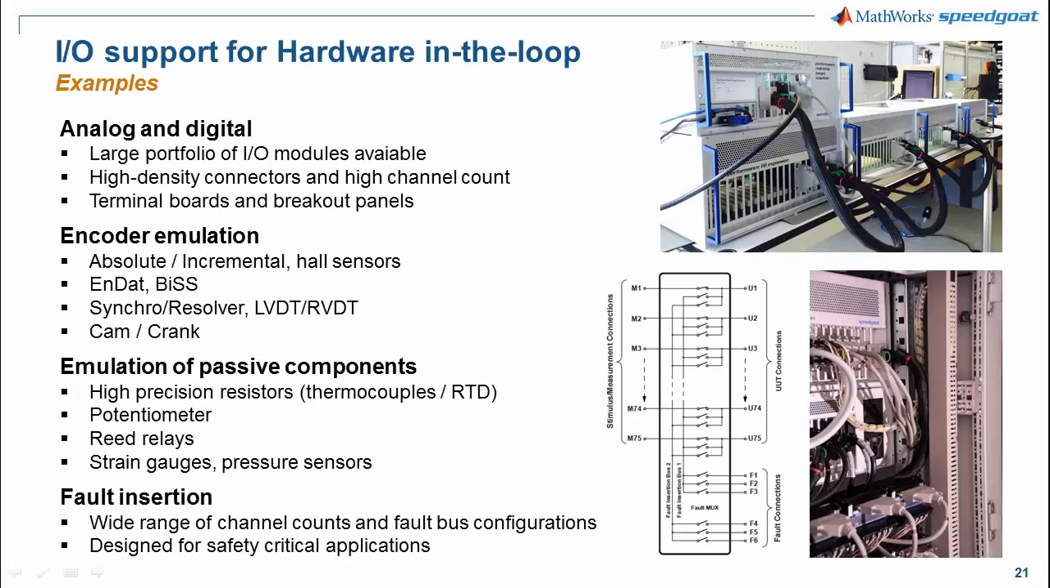The most important part of the hardware-in-the-loop system is the I/O connectivity. Speedgoat offers a very large portfolio of I/O modules to cover your project-specific requirements. Speedgoat supports emulation of all encoder interfaces typically used in the field. Furthermore, a large portfolio of software programmable passive components enables emulation of various temperature sensors, potentiometers, strain gauges, pressure sensors, and more. Fault insertion cards let you introduce hardware failures in the cable harness.